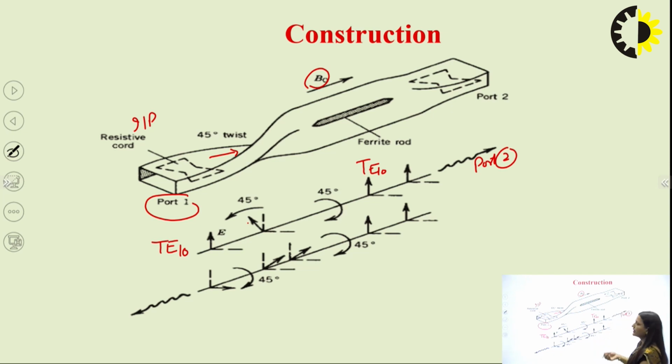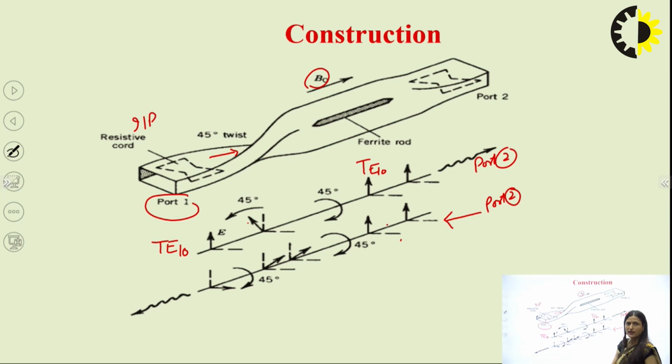So in the reverse direction, what will happen? Now we are giving input at port number 2. Okay, so the signal is entering this isolator at port number 2. This resistive card will allow the signal to propagate. After that, this ferrite rod will give the rotation in this direction, right? After that, there is a twist of 45 degrees. So it will again give a 45 degree rotation in the same direction.